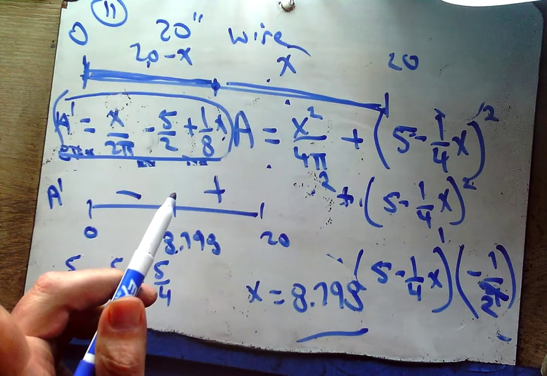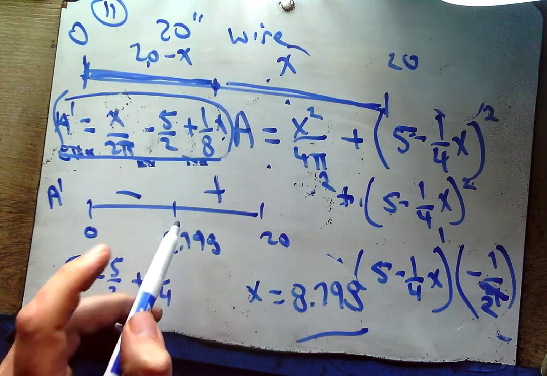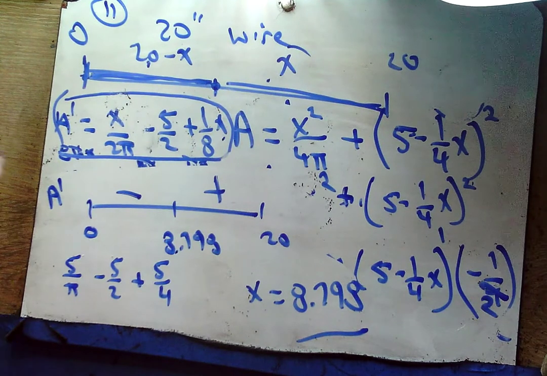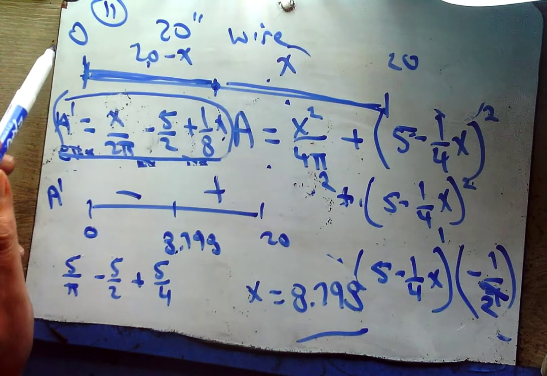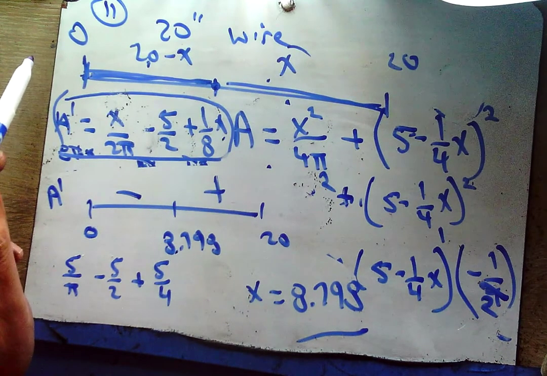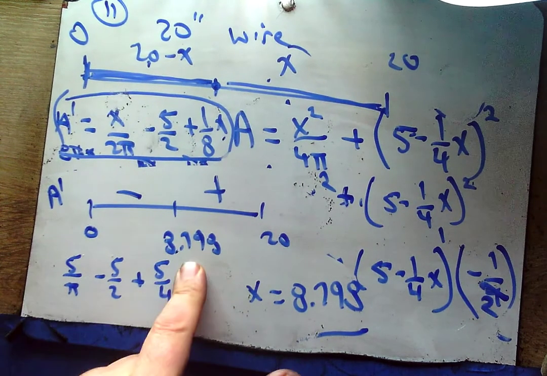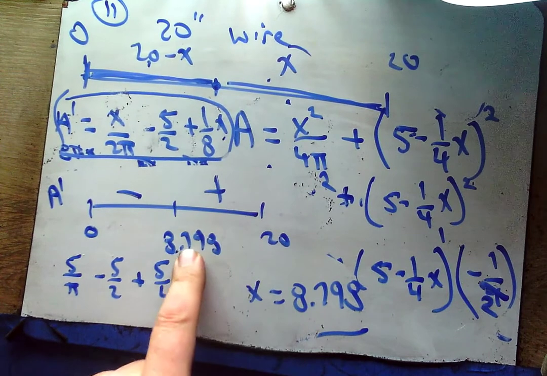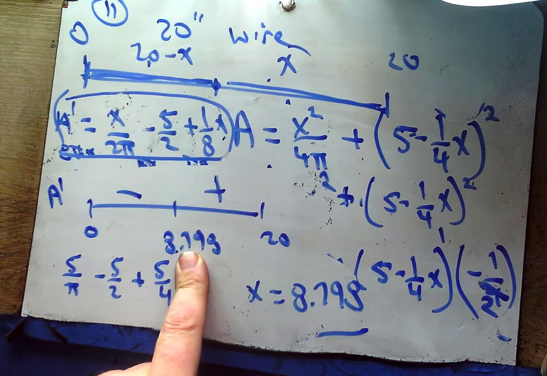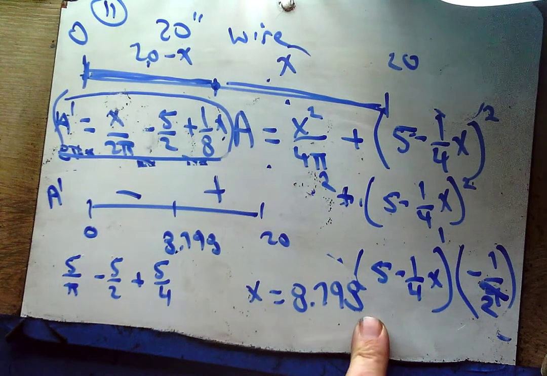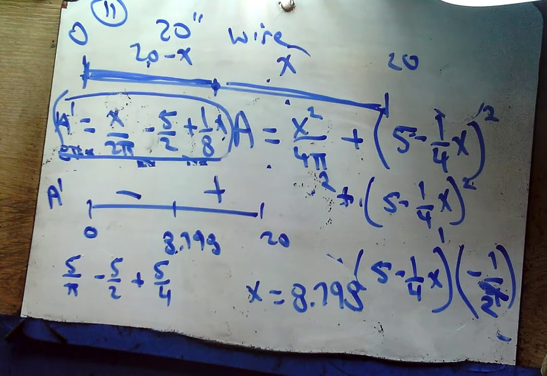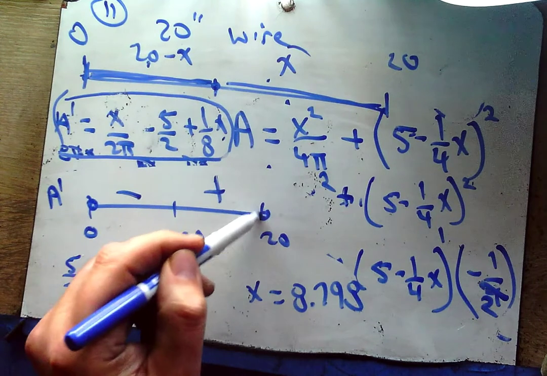Wait a minute. That's a minimum. Didn't the problem say we want the largest combined area? Yeah, it did. But when I found that critical number and put it on my A prime sign chart and tested, that's the minimum area. The minimum area occurs when x equals this. Well, where's my maximum area? Is exactly what those kids were saying. And what those kids were saying was, no, the maximums were at the ends.